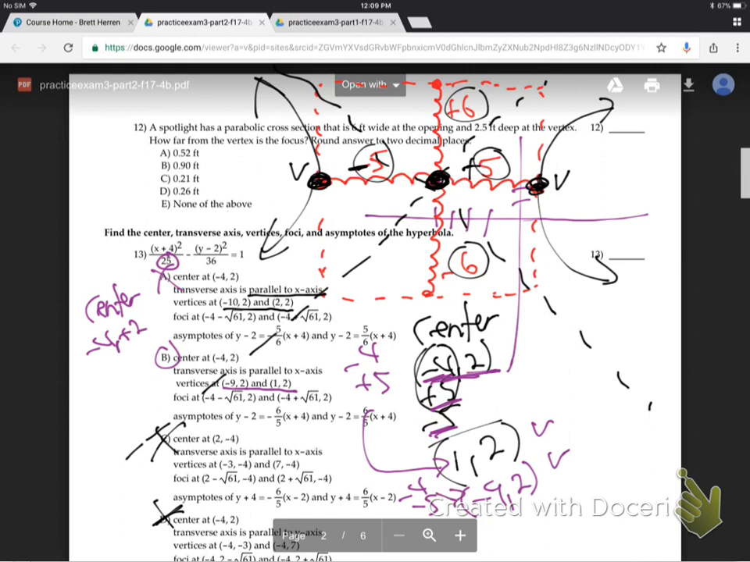Isn't that good? So the vertices are the main distinguisher, it seems like. So it's B. Is there even an E on this one? There probably is. So it's either B or E. Last thing is the focus points.